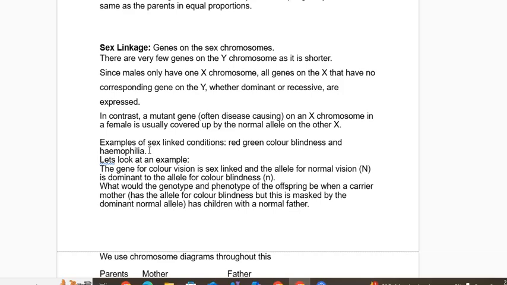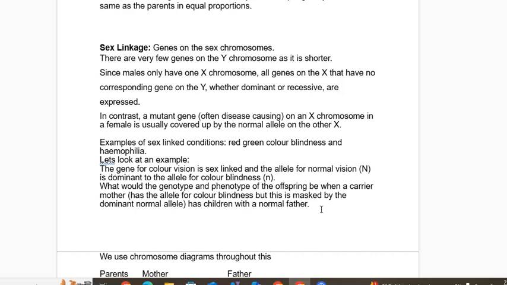So the example here: the gene for color vision is sex-linked, and the allele for normal vision, capital N, is dominant to the allele for color blindness, small n. So what would the genotype and phenotype of the offspring be when a carrier mother, so she has the allele for color blindness, but this is masked by the dominant normal allele, has children with a normal father? So the father has the normal gene.